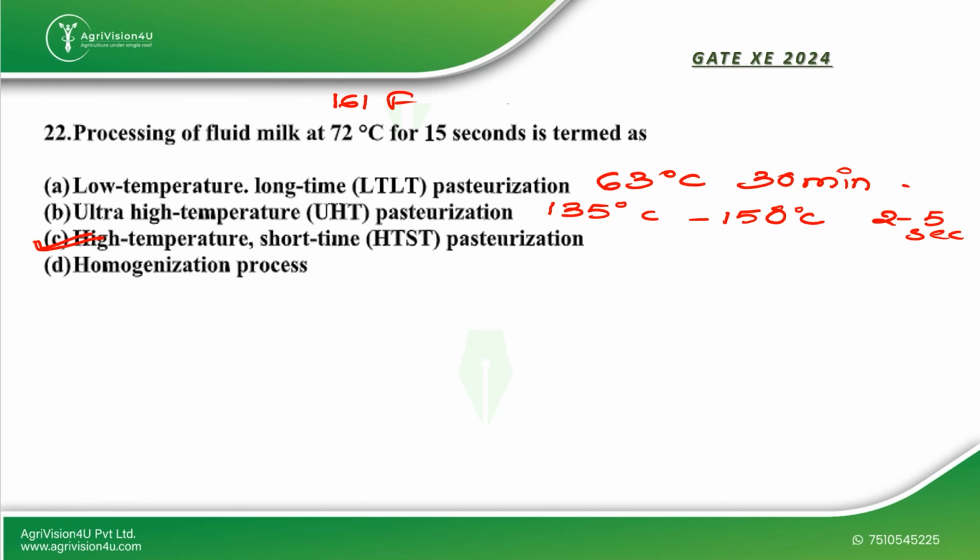So with this we have completed our GATE XE 2024 question paper.